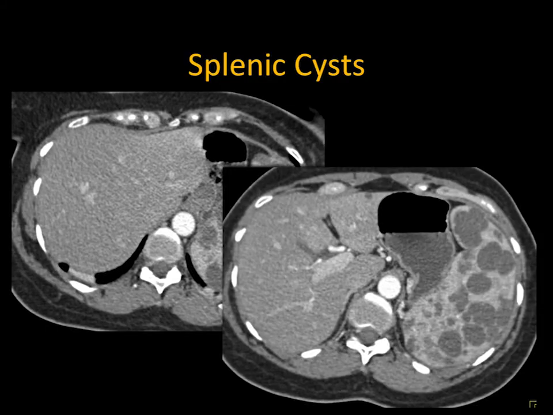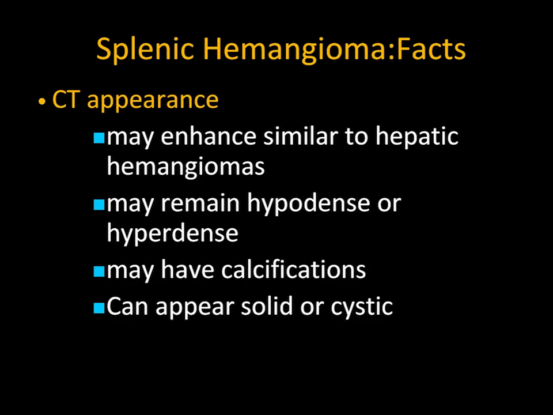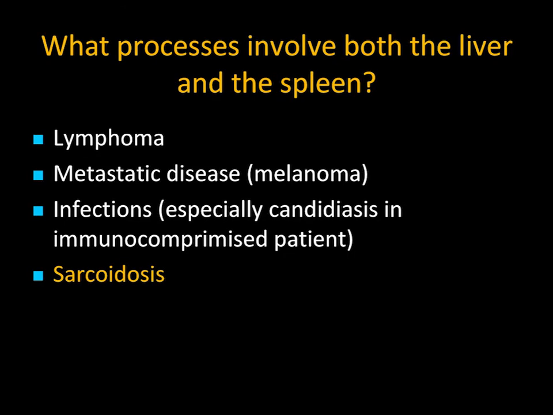Cysts can be multiple. You can see that here. Hemangiomas, as we mentioned, do occur in some syndromes like Klippel-Trenaunay-Weber, but again, occasionally they behave like hepatic hemangiomas, but that's rare. Most of them are going to be hypodense or hyperdense. They may have punctate calcification. Here's kind of a nice ring-like hemangioma.